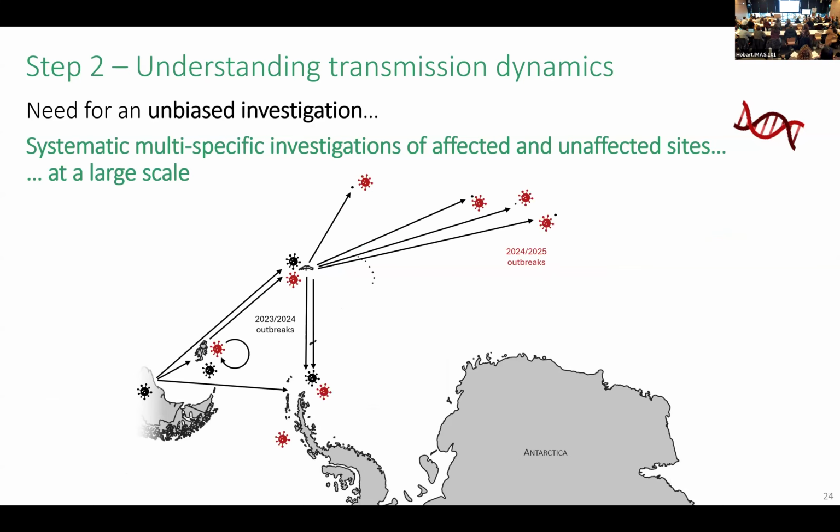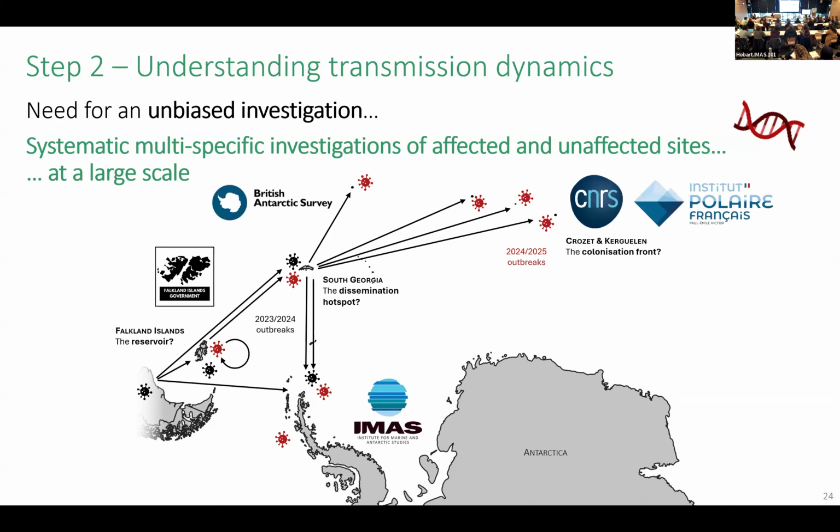The story here, I won't go through it more because Ralph already explained it very well, but we can identify a few key sites. The Falkland Islands might act as a reservoir because we have this overwinter maintenance. South Georgia seems to be acting as a very efficient hub for the virus to spread through the Southern Ocean. And then we have Rosa and Kerguelen on the colonization front. Luckily, those are places where we do have quite good long-term monitoring, so we hope to carry that on.